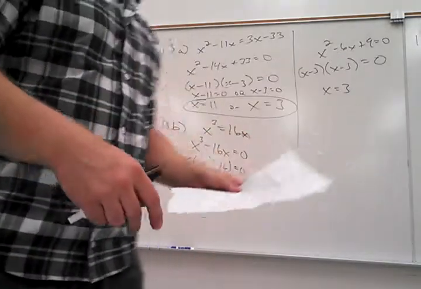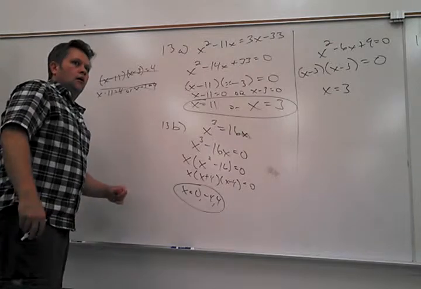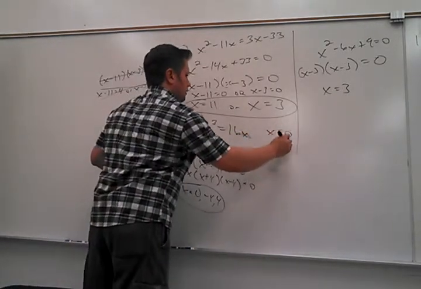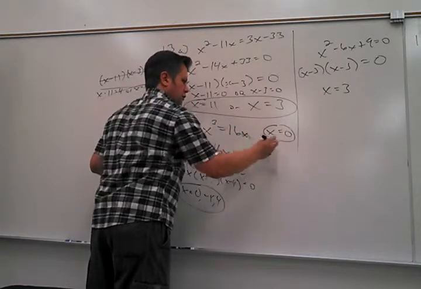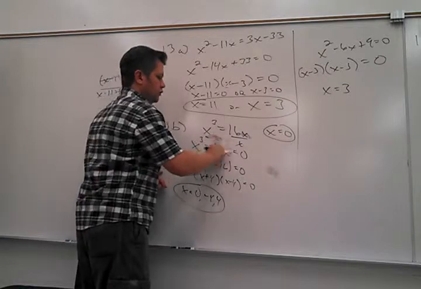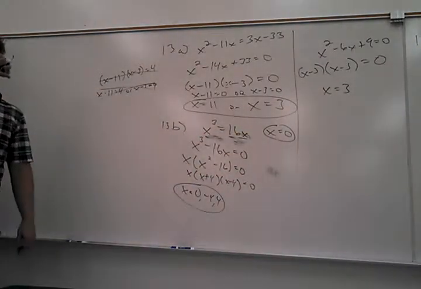Yes? Number 13b. You can divide over x. You could, if you first say x equals 0 is an answer, so now I can divide by x. Yes. But you got to first take into account that. You can't lose that answer. Good.